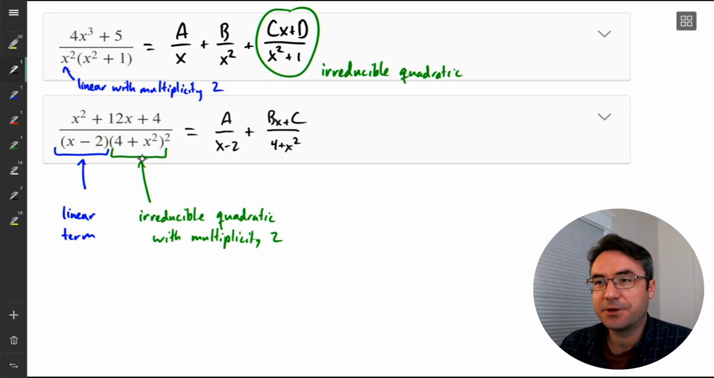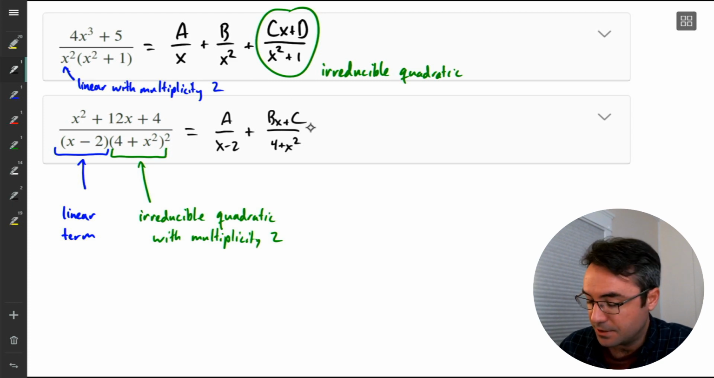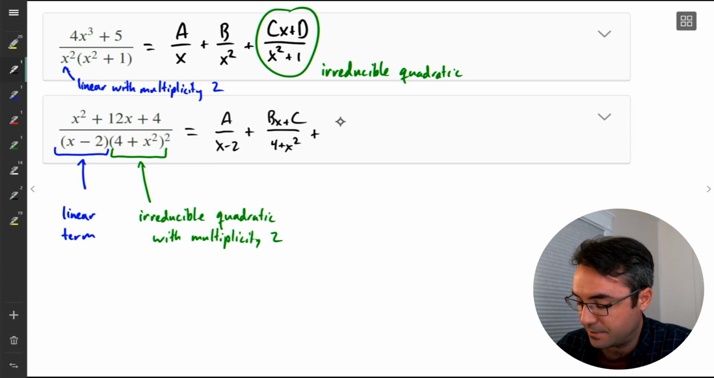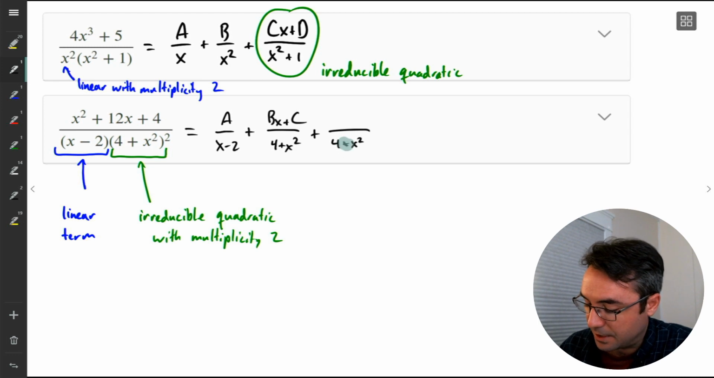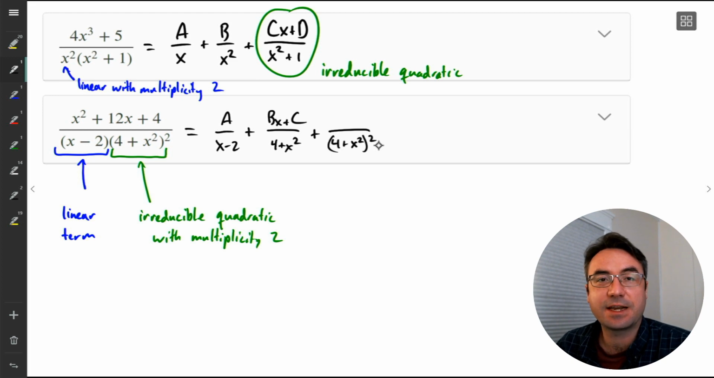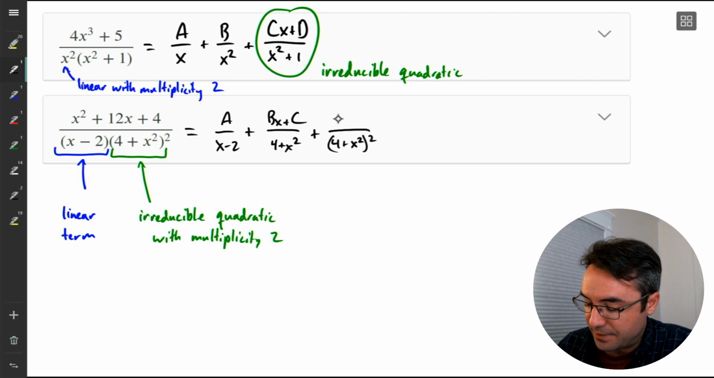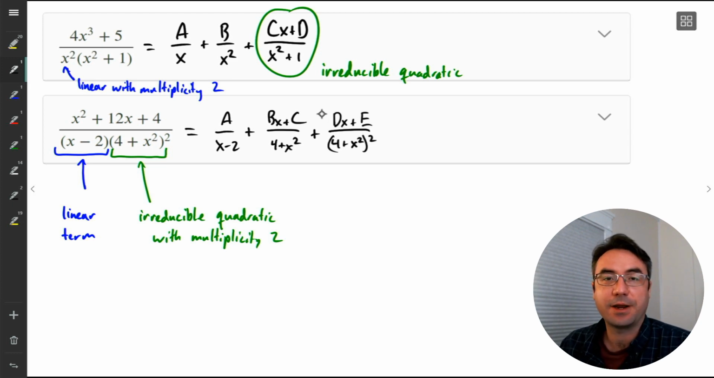All right, so we have this irreducible quadratic. So we have 4 plus x squared in the denominator. That gives us a bx plus c in the numerator. That's just the format for those. Now this one is repeated twice, so we're going to have a second fraction devoted to 4 plus x squared. And that should be a plus. Now we have to increase the exponent on the second one. So we increase the exponent around the whole denominator up to 2. And then this is going to get, what? dx plus e in the numerator.